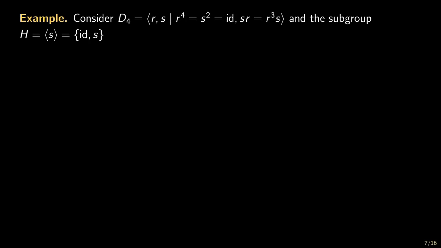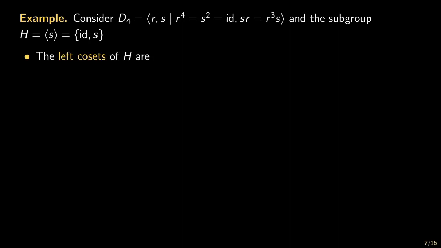Consider the group D sub 4 of the symmetries of a square. This symmetry group is generated by two elements R and S satisfying the following properties. R is of order 4, S is of order 2, and SR is equal to R cubed S. Let's consider the subgroup H that is generated by S. Because S is a reflection of order 2, it has the following cyclic subgroup.